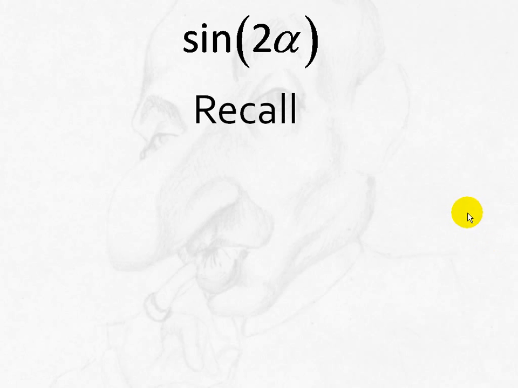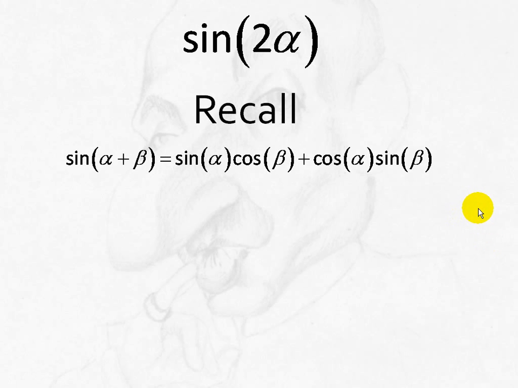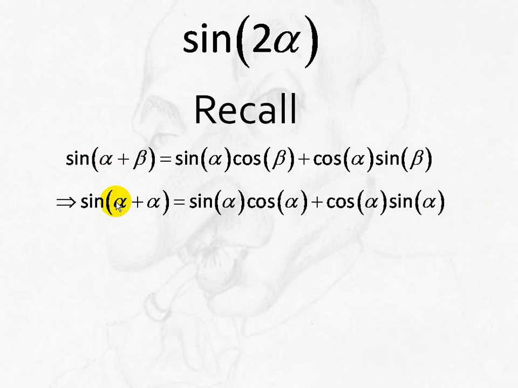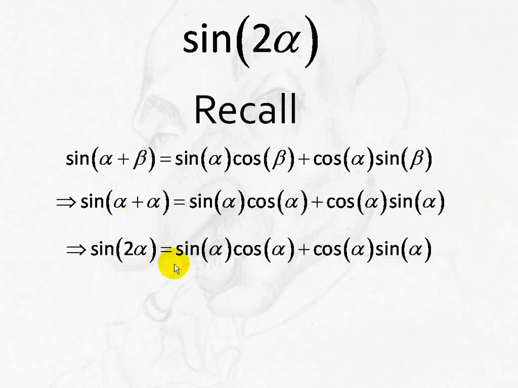Now recall that sine of alpha plus beta is equal to sine alpha cosine beta plus cosine alpha sine beta. Now, let's suppose that we didn't have sine alpha plus beta. Instead, we had sine alpha plus alpha. Well, that would mean, of course, that every place I had a beta would now be an alpha. And, of course, sine alpha plus alpha could be written as sine 2 alpha.